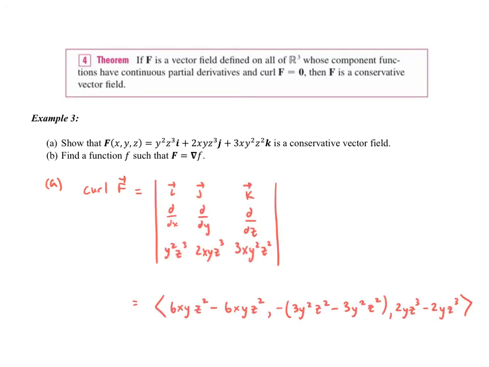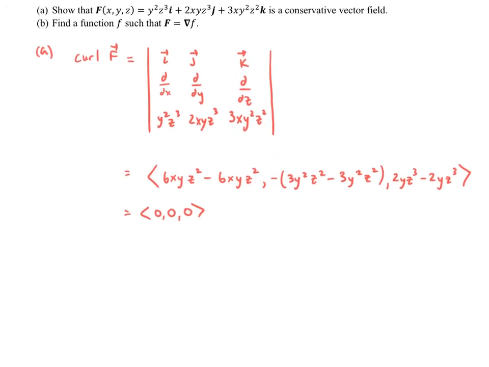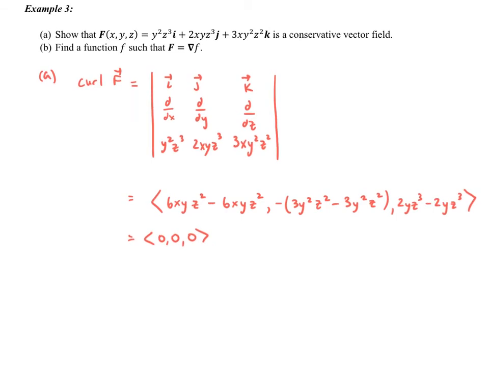Okay, so finding the curl of f, we have our determinant here, and we perform our partial derivative operations, and what you can see is that we end up getting 0 for each of our 3 components here. And so since the curl of f is the 0 vector, then this is a conservative vector field. So then our next step is that since it is conservative, we're going to find a potential function that satisfies this particular vector field.